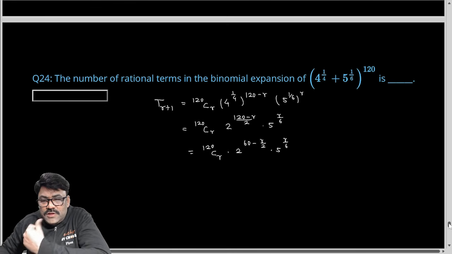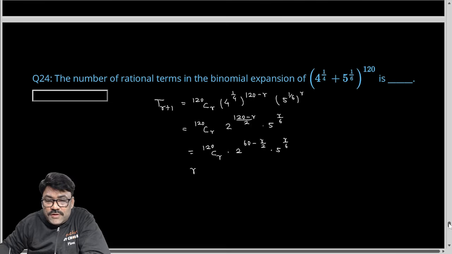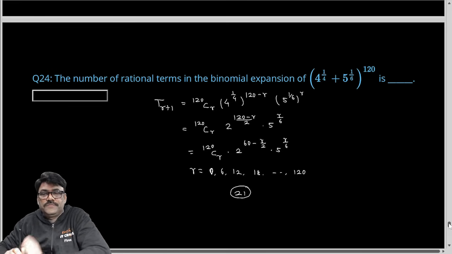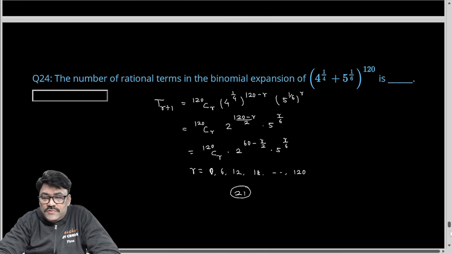Now you can see that r must be a multiple of both 2 and 6, meaning r must be a multiple of 6. So it will be 0, 6, 12, 18, and at most r can be 120. So yes, 21 values. My bad. Sorry, 21 values. I missed 4 actually.